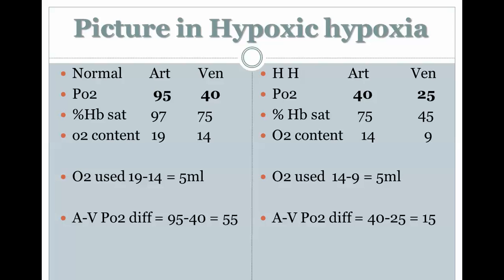Let's do hypoxic. PO2 40 arterial, 25 venous. Hemoglobin saturation, oxygen saturation: 75 and 45. Oxygen content 14.